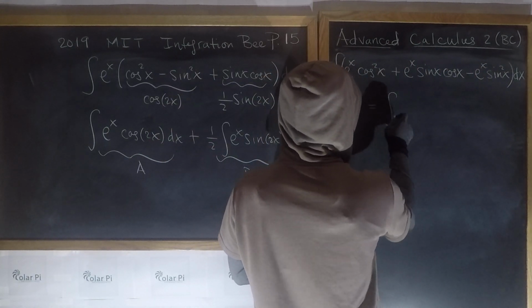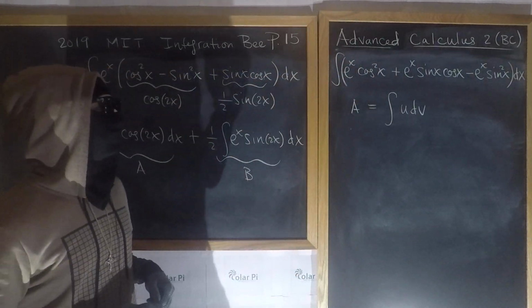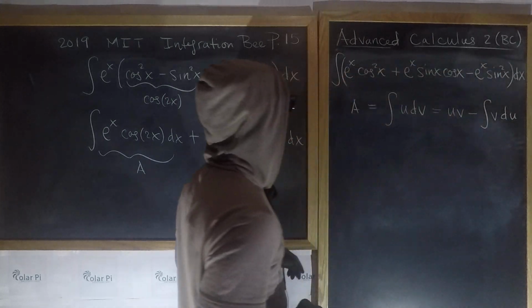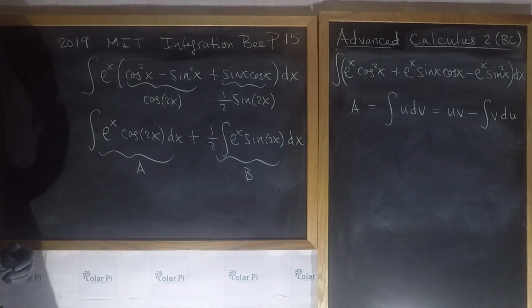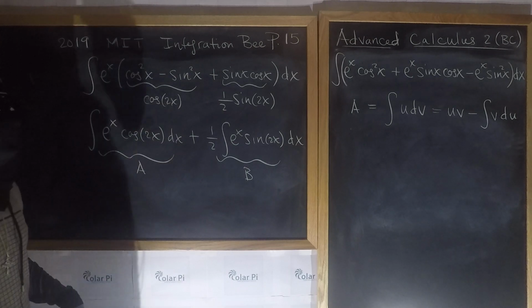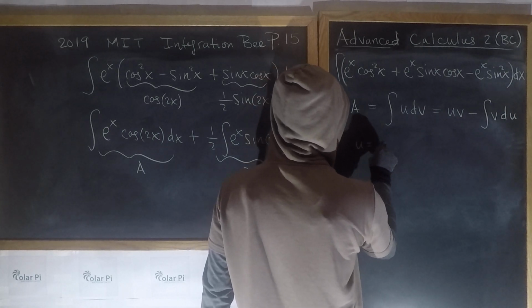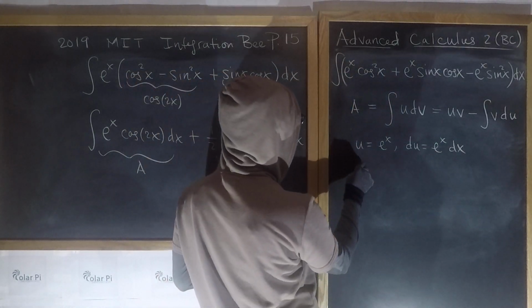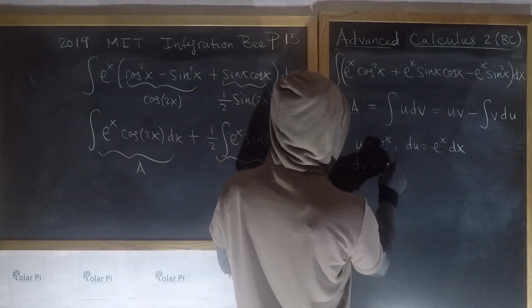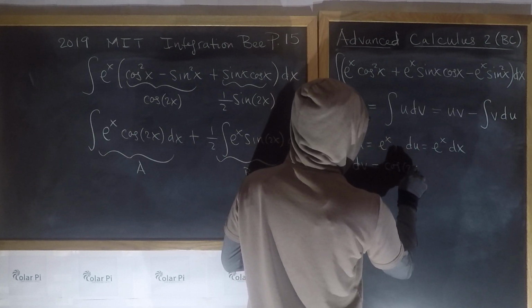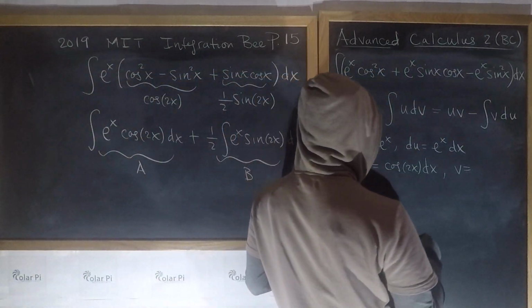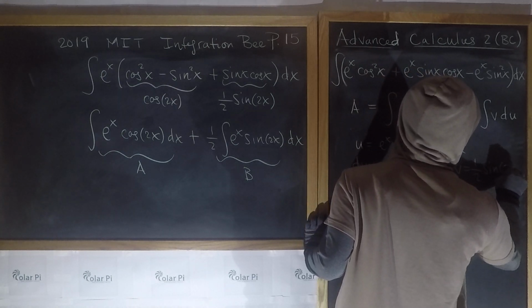So A we can see in the form u dv, right? And we know that the integral of u dv by the integration by parts formula is uv minus the integral of v du. Now, to see A through the lens of a u dv integral, we need a u and a dv. So why don't we make u e to the x and dv cosine 2x dx? If we let u equal e to the x, du is equal to e to the x dx. And if we let dv equal the rest of the integrand, which is cosine 2x dx, v is going to have to be the antiderivative of cosine 2x dx, which is a half sine 2x.